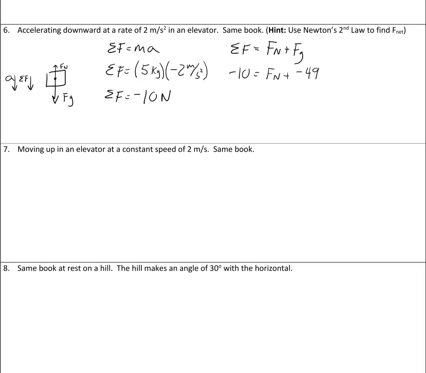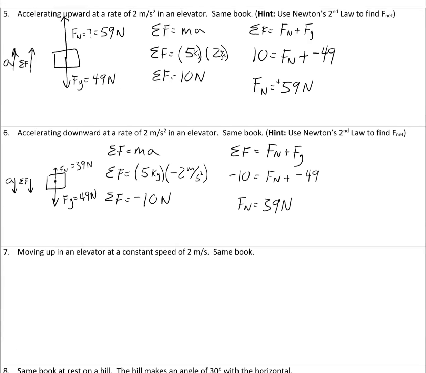So negative 10 plus 49 gives you a normal force of only 39 newtons. And if you look, that's less than the weight, just like we predicted. And we got a different answer for the normal force. Even though everything looked very similar, the fact that we made this negative changed the quantity of the normal force.